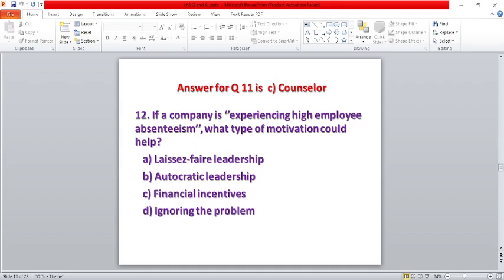Question number 12. If a company is experiencing high employee absenteeism, what type of motivation could help? A. Laissez-faire leadership. B. Autocratic leadership. C. Financial incentive. D. Ignoring the problem. The answer for this question is C. Financial incentives.